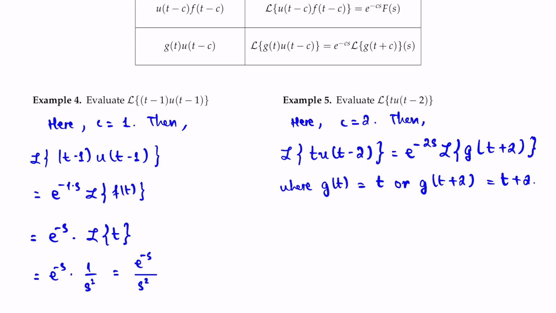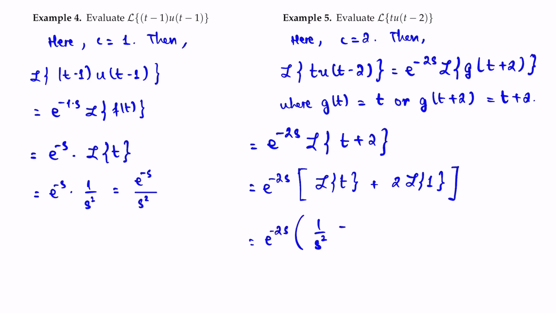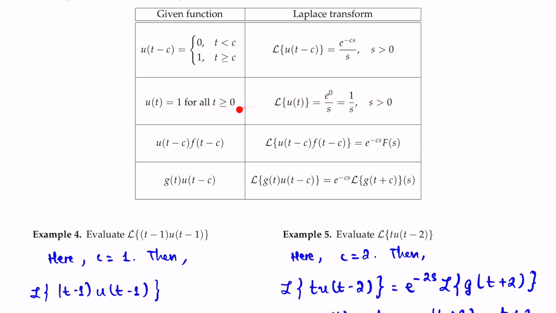Okay, and the Laplace transform is equal to e to the negative 2s times the Laplace transform of t plus 2. Or this is e to the negative 2s times the Laplace transform of t plus 2 times the Laplace transform of 1. The Laplace transform of t, as you saw earlier already, is 1 over s squared, plus 2 times the Laplace transform of 1. Go back here and you get that the Laplace transform of 1 is 1 over s.